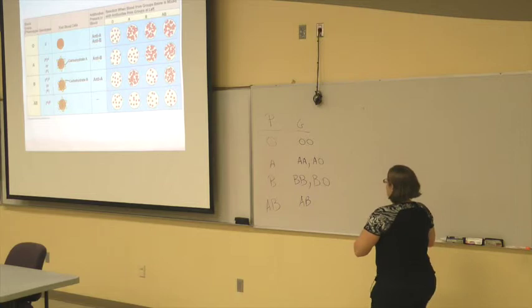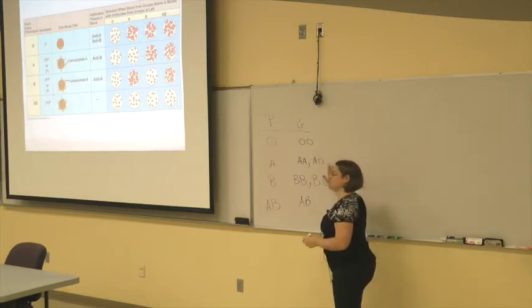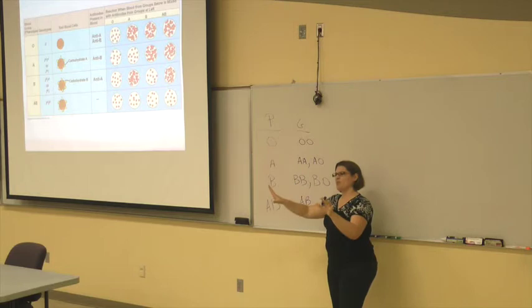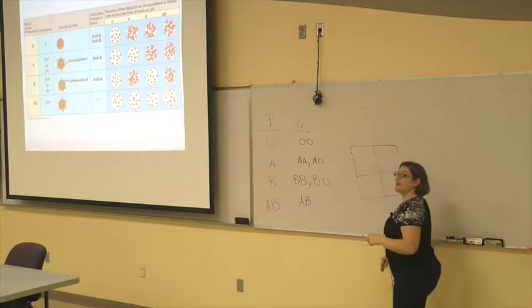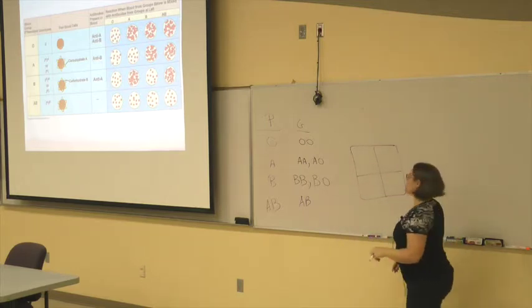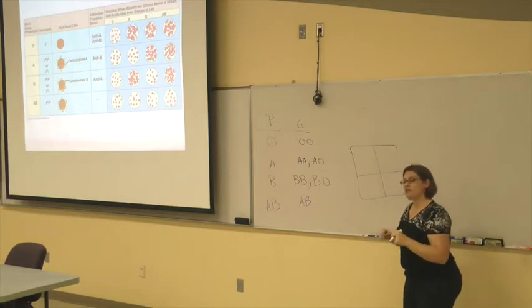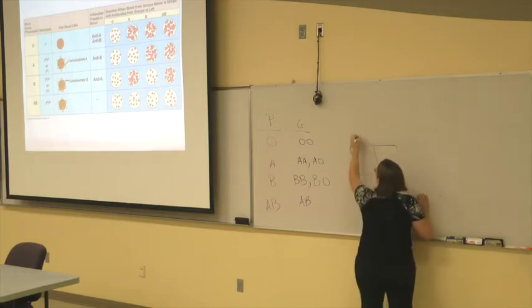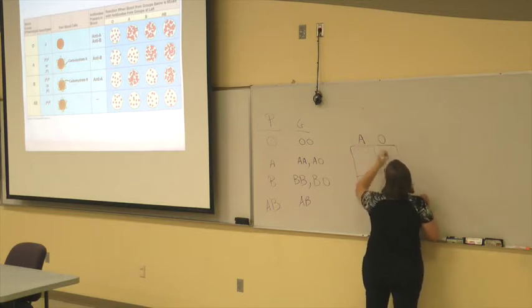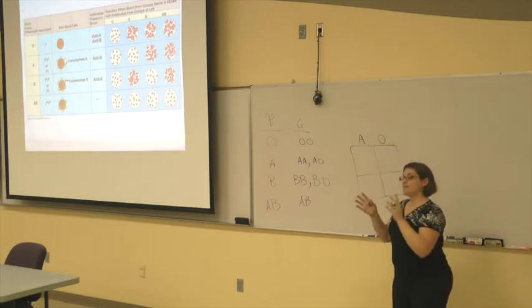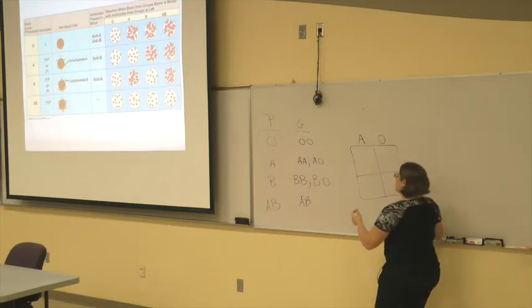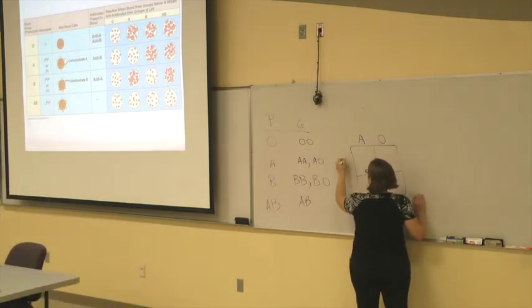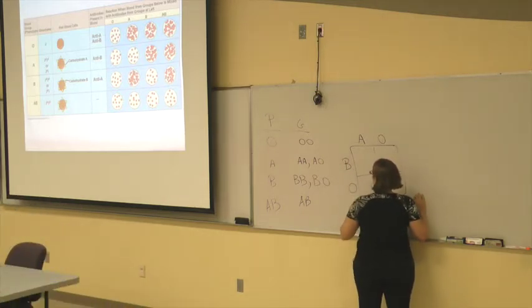So take a look at that. This is really important to remember, because if I ask you a question, let's do an example right here. Let's say we're going to cross a man who is heterozygous for A blood. So we got a dad who's heterozygous for A blood. What's his genotype? AO. So half of his sperm carry A, half the sperm carry O. We're going to cross him with a woman who is heterozygous for B blood. So what's her genotype? BO. So half of her eggs are B, half of her eggs O.